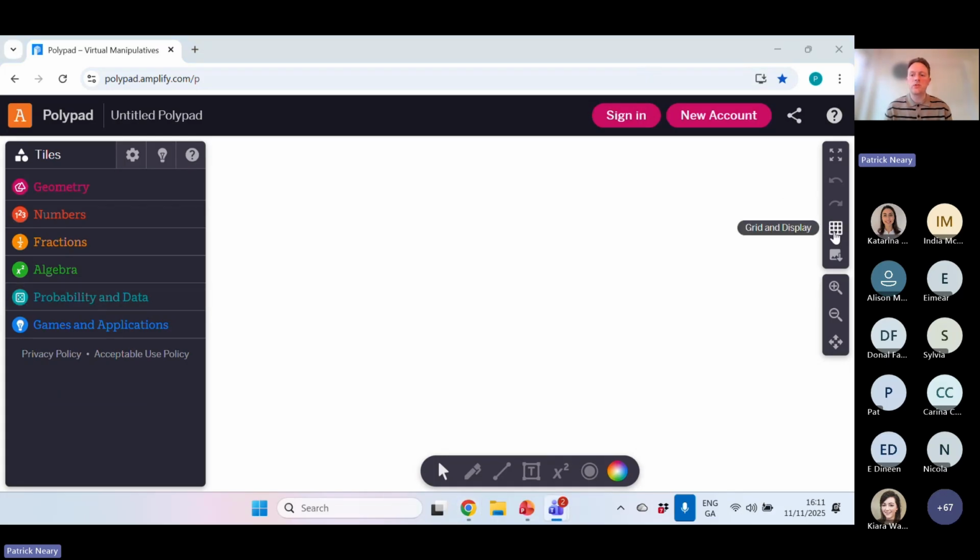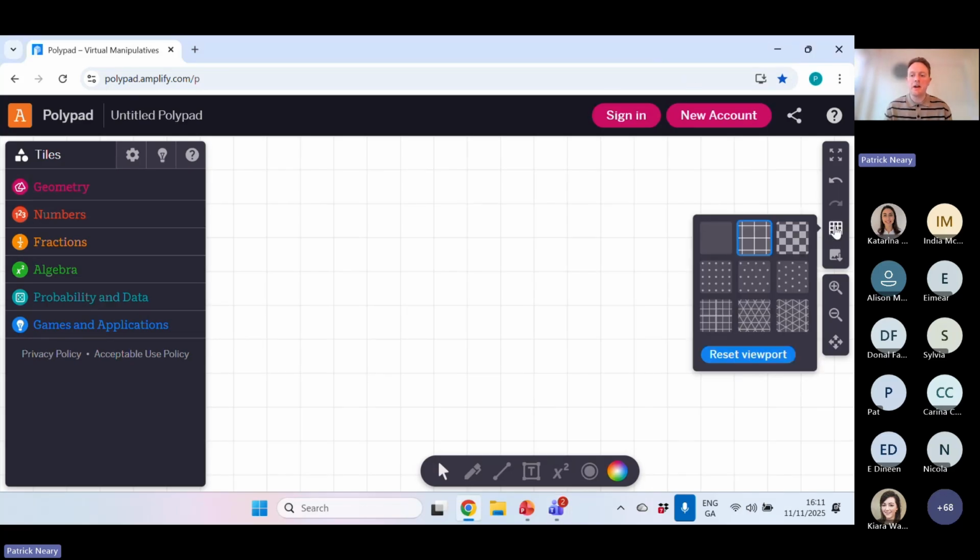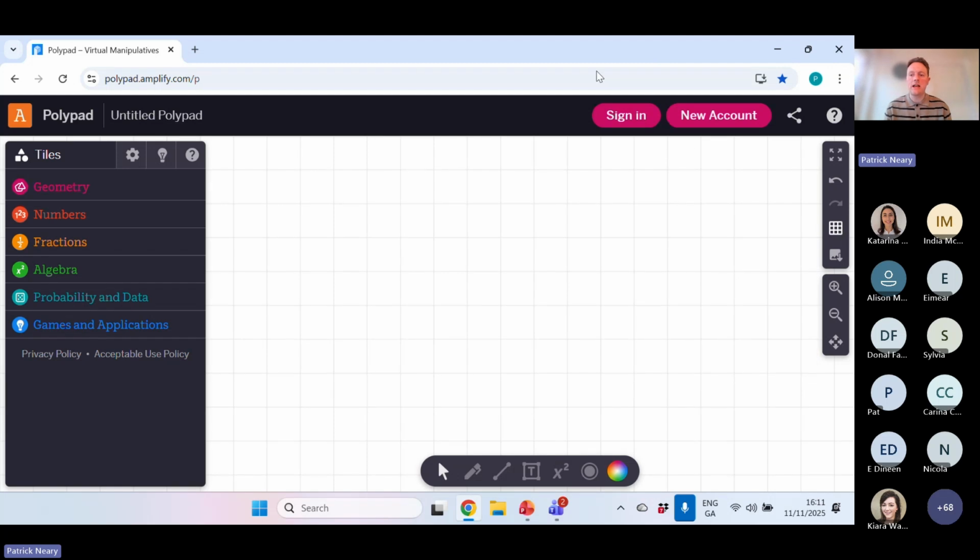The first thing is over in grids and displays. You can change the background to different backgrounds that you want. Huge amount of options there to suit your class.